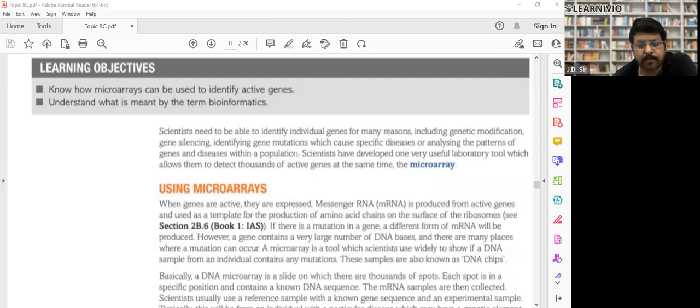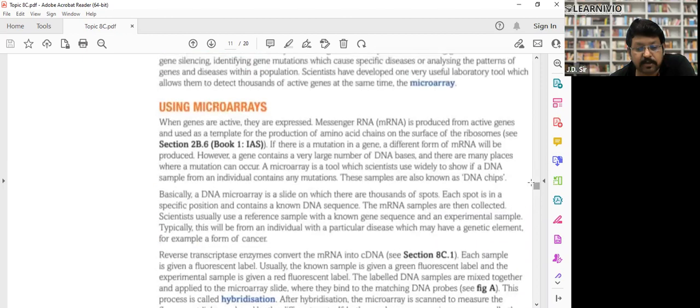Identifying the mutations which cause a specific disease, and analyzing the pattern of genes in the disease population, scientists have developed one very useful laboratory tool which allows them to detect thousands of active genes at the same time. Microarray, right? Now let's understand what a microarray is.